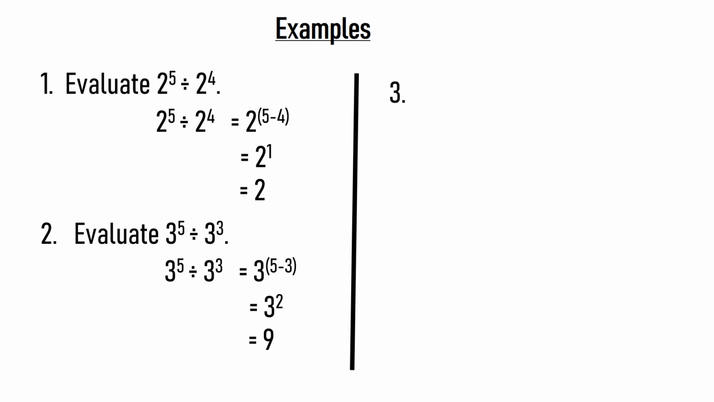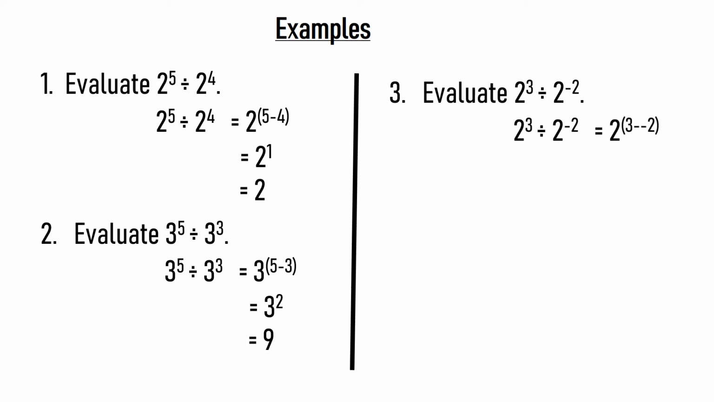Example 3. Evaluate 2 power 3 divided by 2 power negative 2. This is the same as 2 raised to 3 minus negative 2. 3 minus negative 2 is the same as 3 plus 2, which is 5. So we write 2 power 5, which means 2 multiplied by itself 5 times, giving us 32.